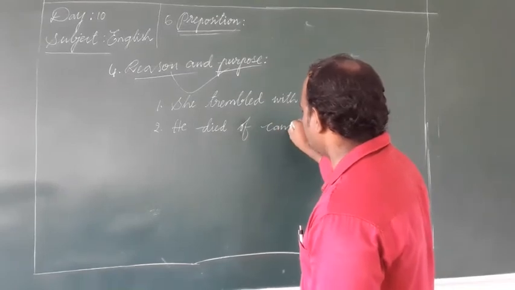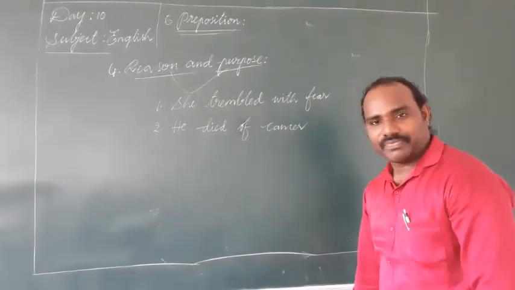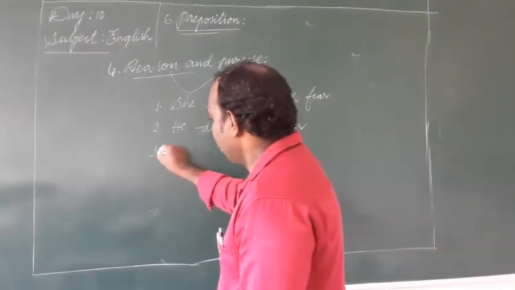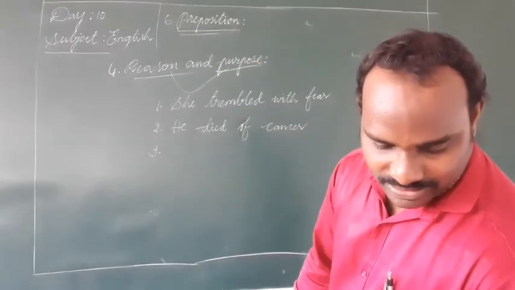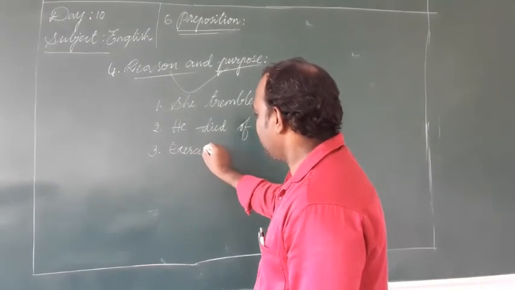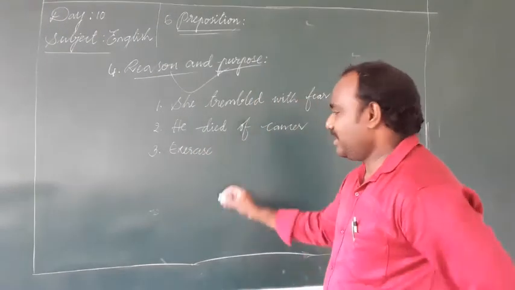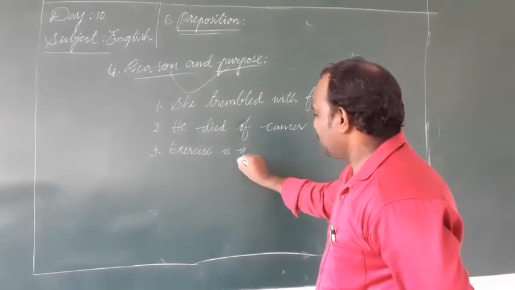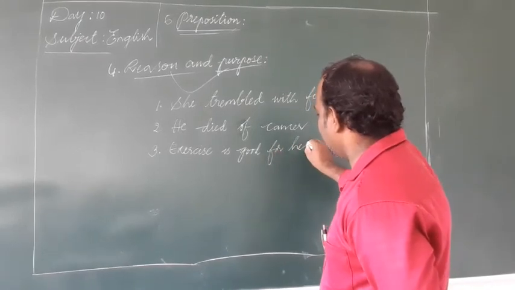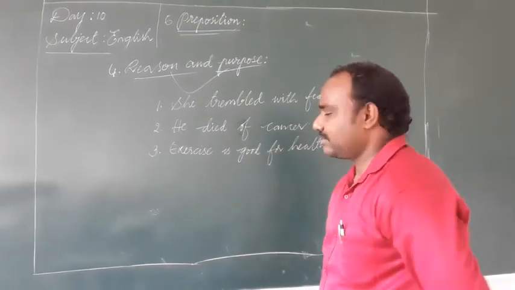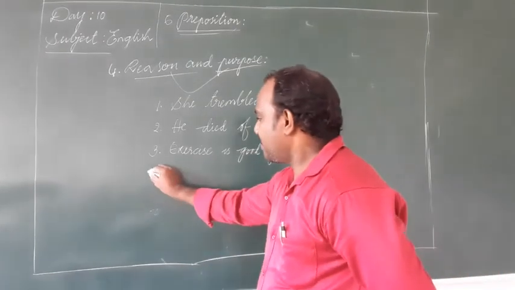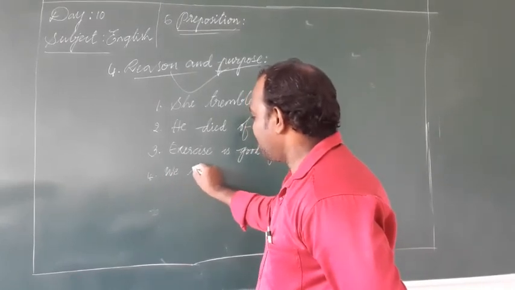He died of cancer. He died of hunger. He died of TB. Third sentence. Exercise is good for health. And one more sentence. We struggle for freedom.